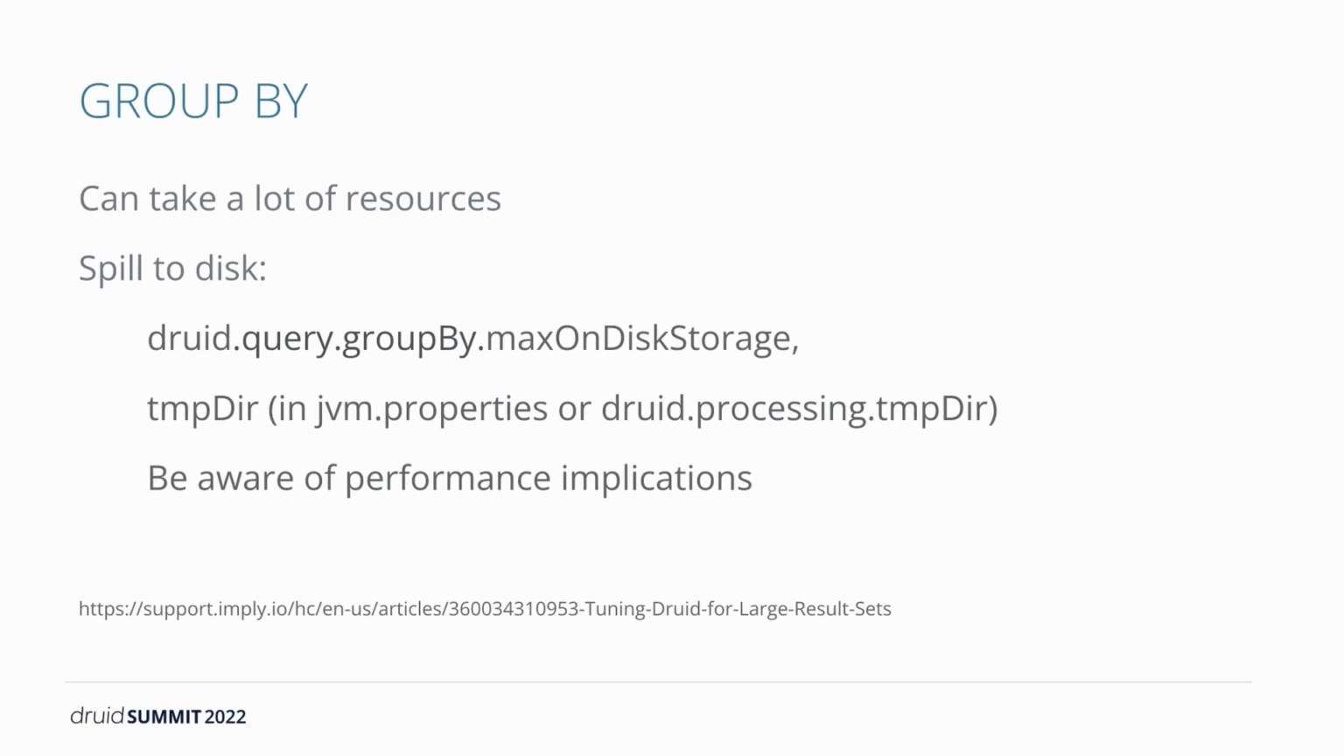If you need to point to a different directory than the default directory for this spill, I believe by default it will go to var temp. Not 100% sure, but I think so. You can change this using tempDir either in the JVM properties or as a Druid setting under druid.processing.tmpDir. Precedence is given to druid.processing.tmpDir, so if it's set in both places, that's the one it'll use. If you do it, just be aware of the resource and performance implications, test things, and use with caution.